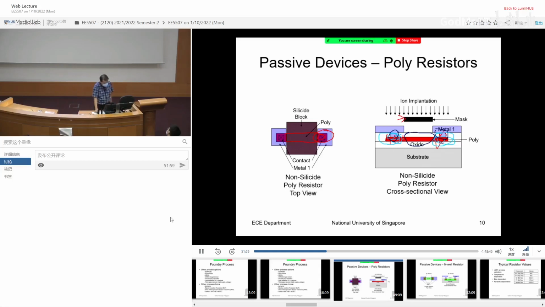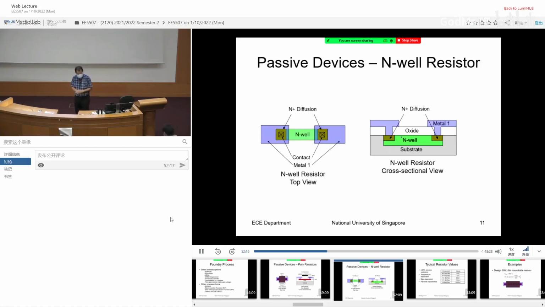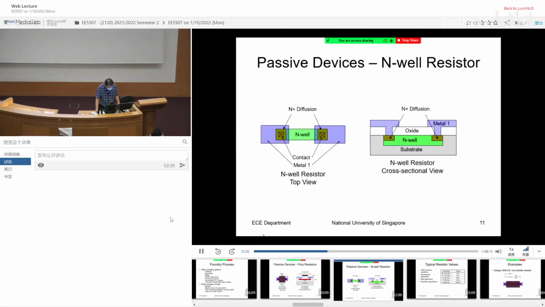Now, besides the poly resistor, how about the N-well resistor? The N-well resistor is much simpler. Okay, you just have to create an N-well, and then make openings, do the implantation at the two ends, and then make a metal contact. That becomes a resistor. So the resistor is formed by the N-well. So this is the N-well resistor.